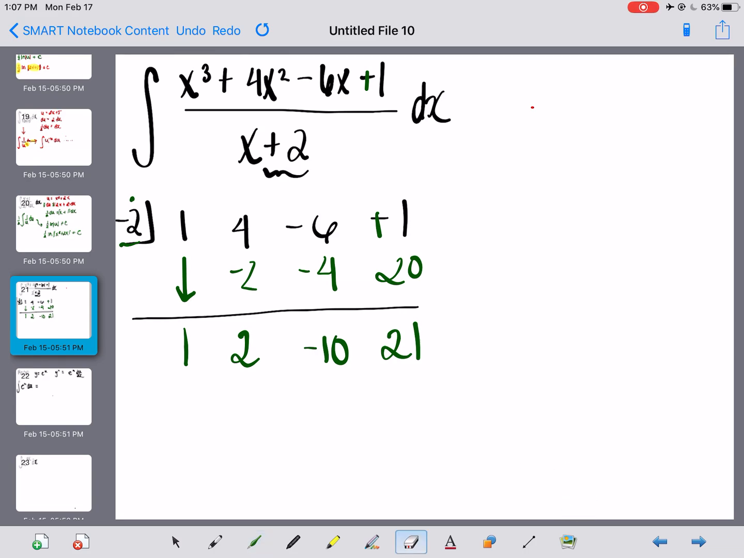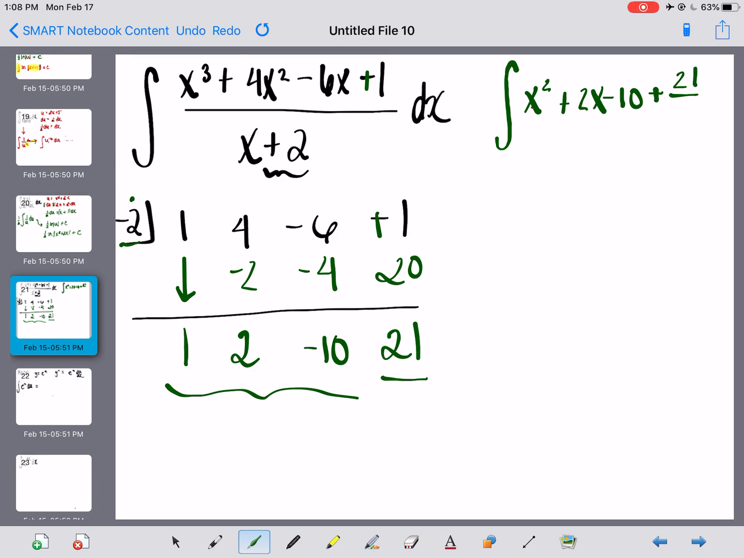When I rewrite this polynomial, it's going to be a much easier integral to solve. I'll write it up here. This would give us the polynomial using these leading coefficients. And that's your remainder. So this would be x squared plus 2x minus 10 plus the remainder 21 divided by x plus 2. This is so much easier to integrate than the original.